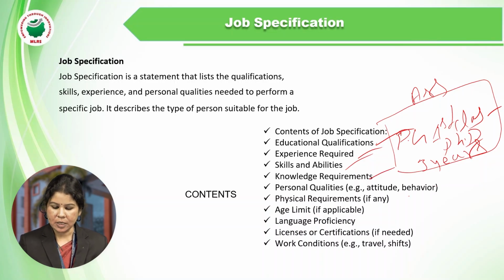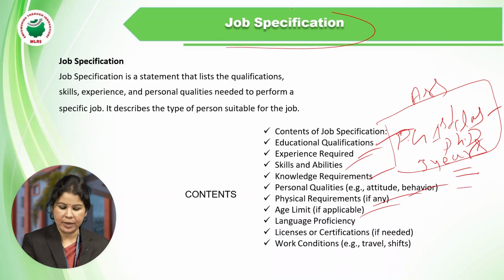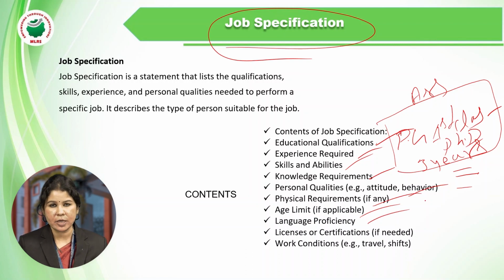And knowledge and personal qualities like attitude, behavior. See, for a receptionist we may expect other special skills like communication skills, convincing skills, and good looks and all. And physical requirement, age limit. If we have any age limit, like if we are going for an inspector and all, so an age limit will be there. That age limit will be written in this job specification. And language proficiency, of course, for assistant professor, language proficiency is required. And licenses and certifications.